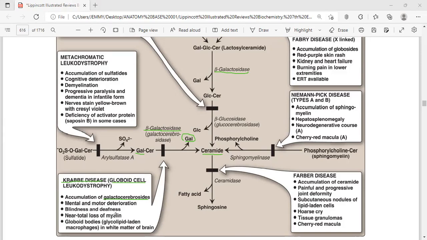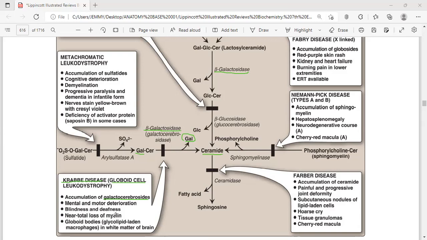You will also have macrophages in the white matter of the brain. You will find them with globoid bodies. These globoid bodies are just glycolipid-laden macrophages. So in your white matter, you can see that is why it is causing some mental retardation and deterioration.